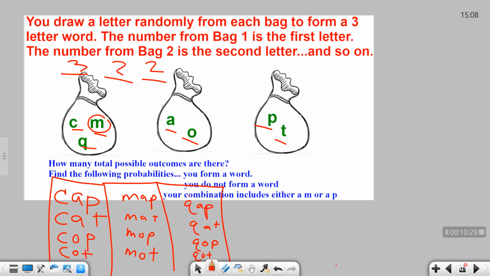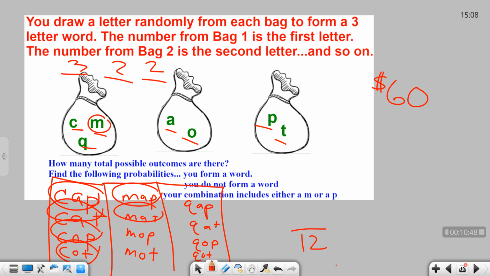Okay? Then one thing that I'm going to ask you on the test is, let's say if you make a word, you win $60. Well, let's find out the probability of getting a word. We know there's 12 items, 12 in the sample space. Cap is a word, cat is a word, cop is a word, cod is a word, map is a word, mat is a word, mop is a word, and the rest of them are not words, right? So we have 1, 2, 3, 4, 5, 6, 7 ways to win out of 12.